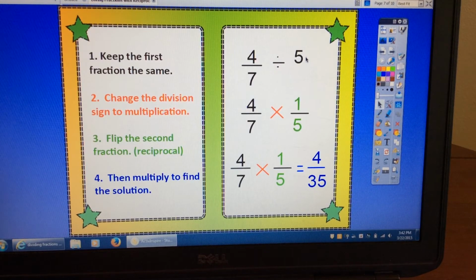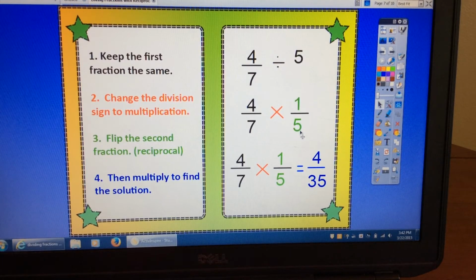So this time we have 4/7 divided by 5, a whole number. So we keep 4/7 the same. That's our first fraction. Keep it the same. We're going to multiply it by its reciprocal. So we change the division sign to multiplication. Now we need to make 5 the reciprocal, because really it's 5/1.